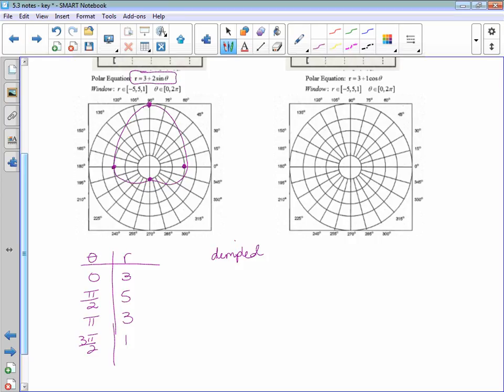Kind of a weird looking, like, too fat of a heart, sort of. It's got a dimple. And so again, since we had sine, we knew it was going to be symmetric to the y. And since it was positive, we knew it was going to be up. Not too bad.